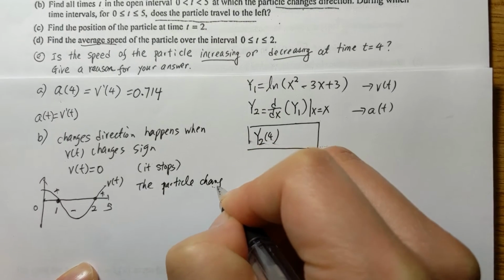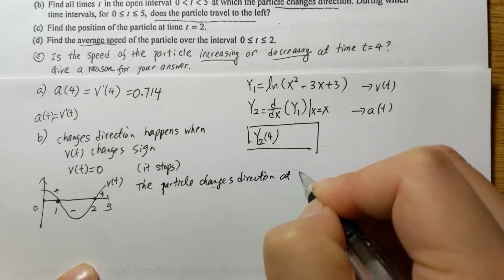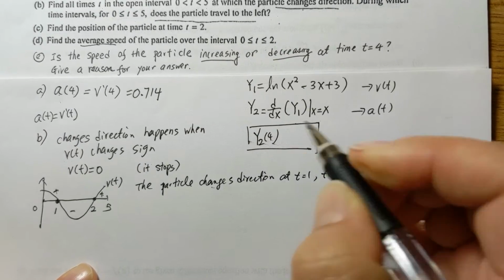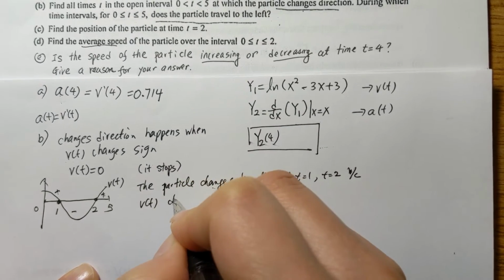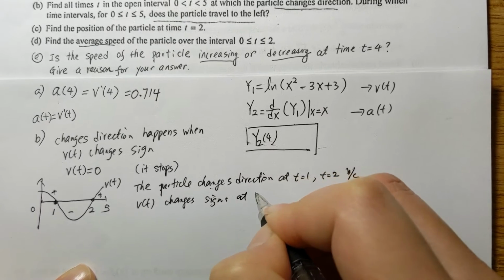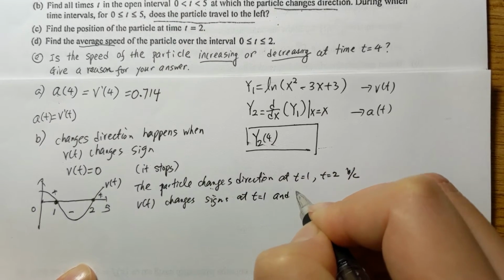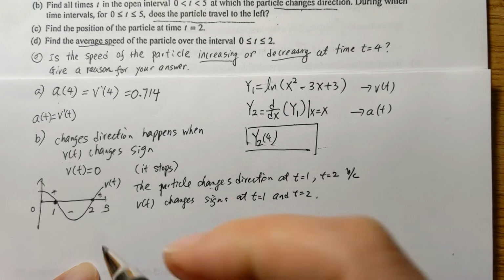changes direction at t equal 1 and t equal 2, because v of t changes sign at t equal 1 and t equal 2. So we finish the first part.